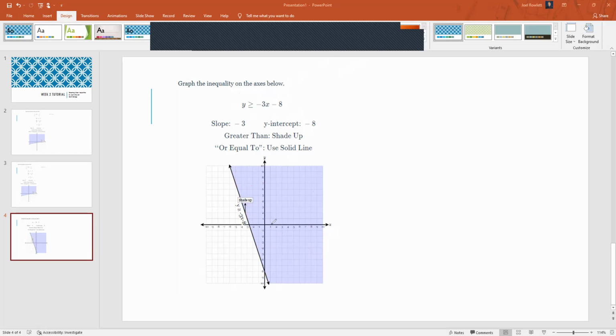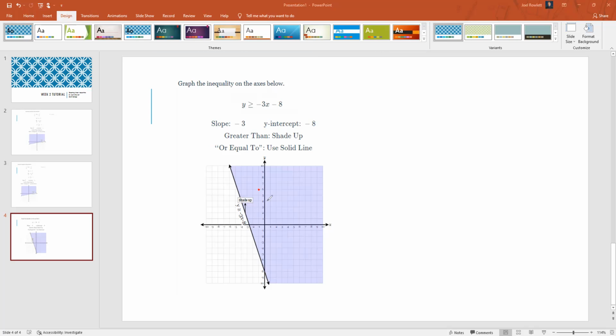Let's just look at one more example. If you were to choose, say, this point here, where x is negative 1 and y is positive 6. If you plug in 6 for y and negative 1 for x, you would get a true statement, because if you multiply negative 3 times negative 1, you get positive 3, and then positive 3 minus 8 is negative 5. And 6 is greater than or equal to negative 5. So again, any points in this region, any points on the line, if you plug those into the original, you will get a true statement.